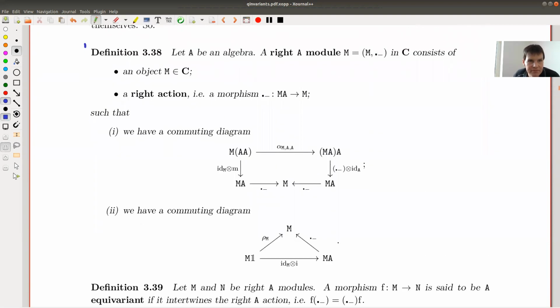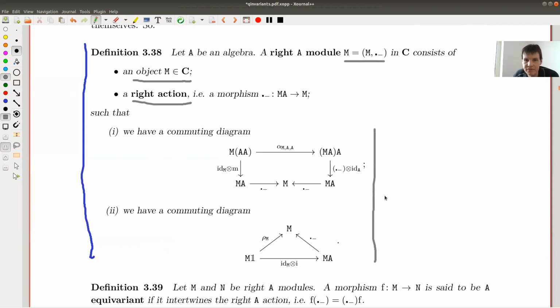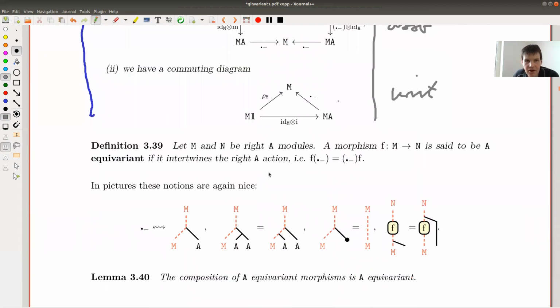Well, here's the formal definition. I will draw a diagram in a second, but basically, as usual, I will always draw diagrams. Basically, it's an object together with an action. And in this case, it's a right action. You will see it in my diagrams below, such that the usual diagrams commute. So some kind of associativity and some kind of unit. Really, what do you think it should be? And you can also define an equivariant morphism. Don't worry about it too much. I'll show you just the pictures.